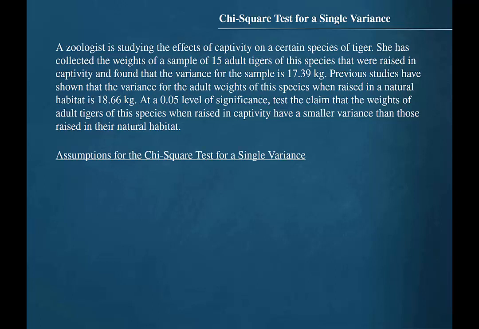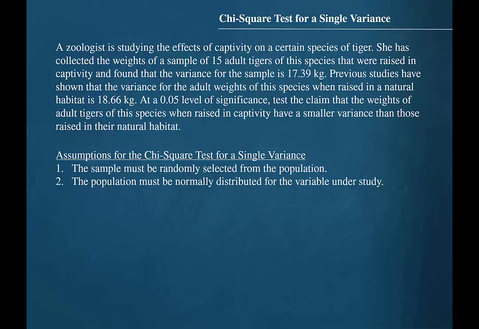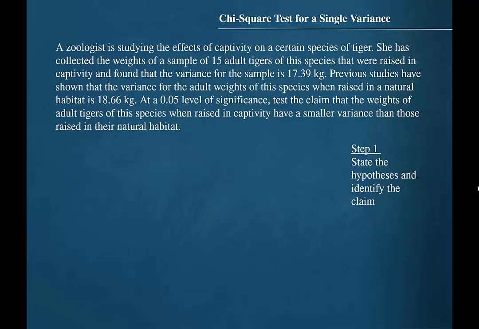There are three assumptions that must be met when using the chi-square test for a single variance. 1. The sample must be randomly selected from the population. 2. The population must be normally distributed for the variable under study. 3. The observations must be independent of one another.